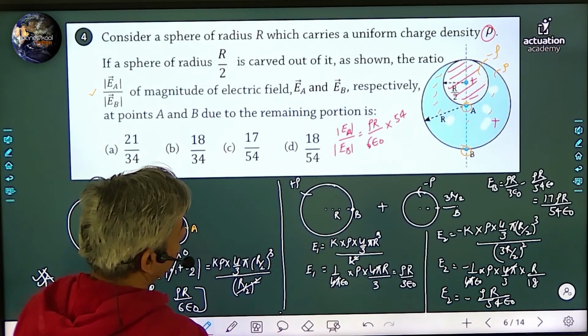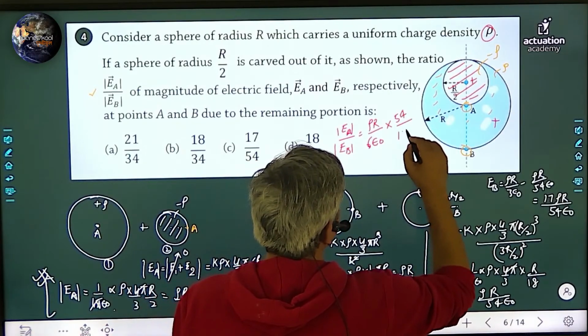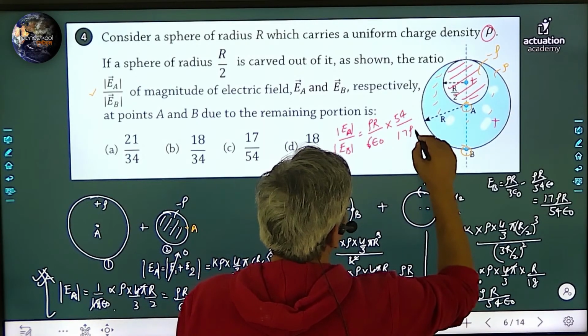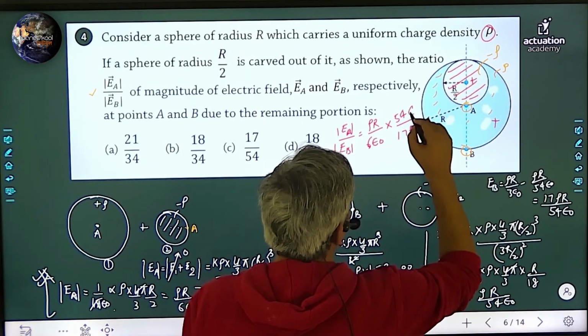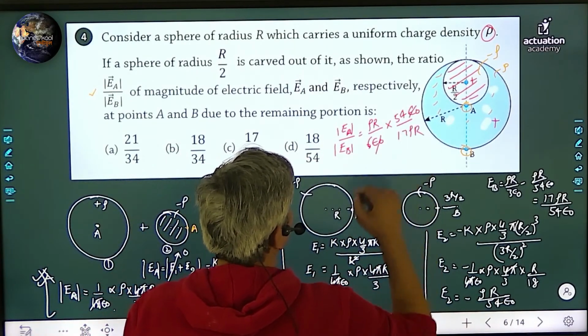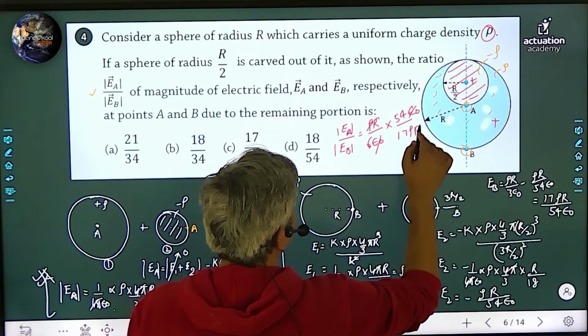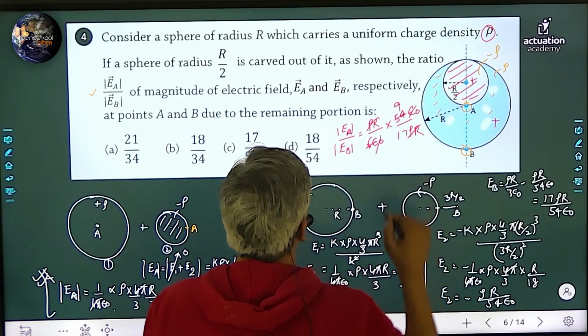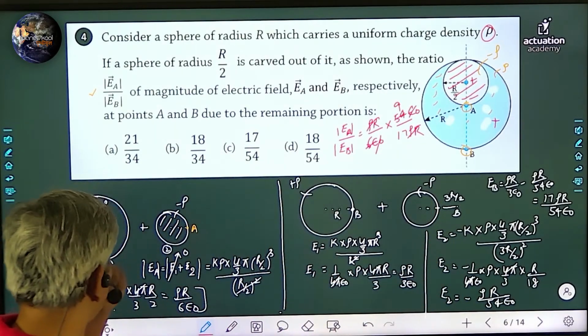Okay. And 17 rho r by epsilon. This will cancel out. This will cancel out, 6 nines, 9 by 17.